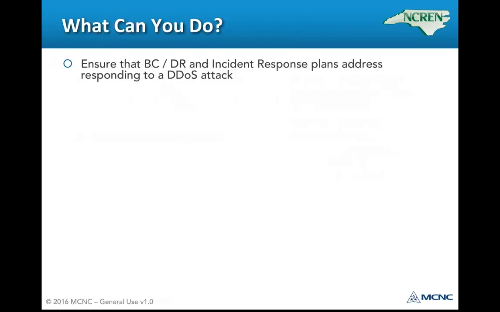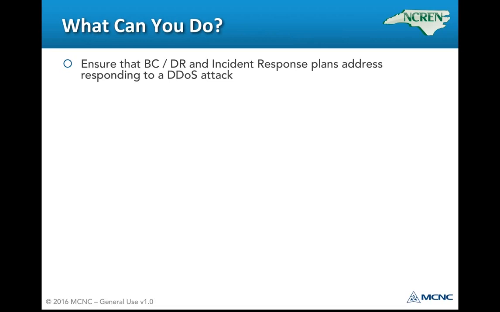So now we're going to talk about what you can do to help protect your environment against DDoS. So you know what MCNC is doing now with our scrubbing centers. The first thing you can do is make sure that your business continuity or disaster recovery and your incident response plans have something in them that speaks to how you will respond to a DDoS attack. It's important to plan for that ahead of time.